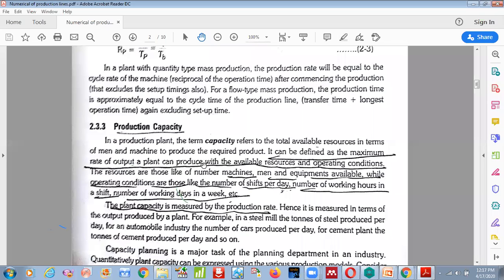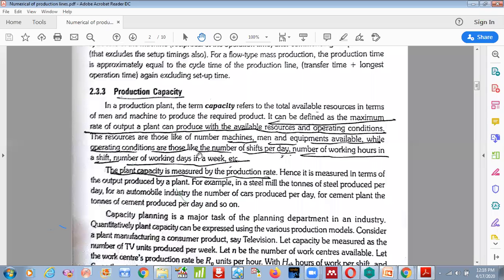Similarly, whether it is a small, medium or large scale industry, the capacity of the plant is defined as the number of men and machines which are available for production, called the production capacity. What do you mean by production operating condition? That is production capacity. That means the maximum rate of output a plant can produce with the available resources is called the production capacity.